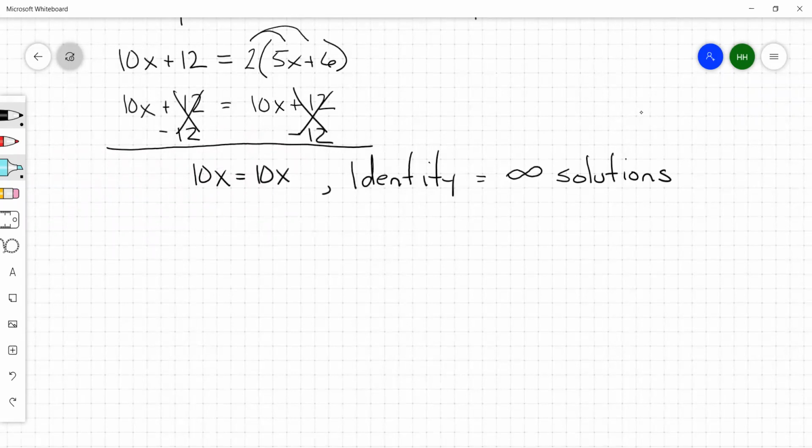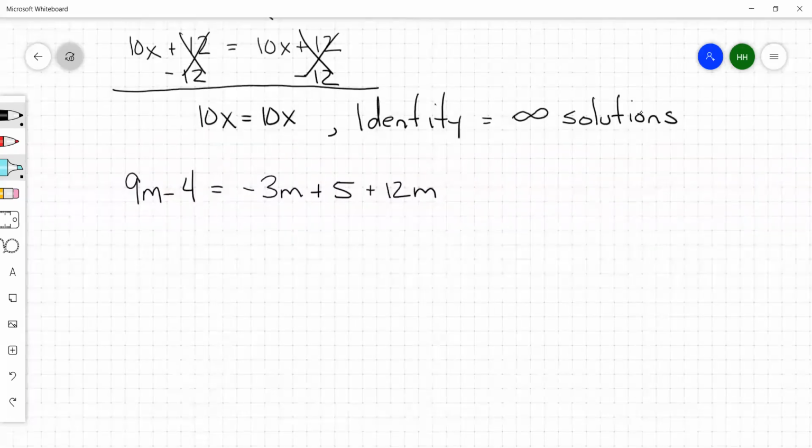And let me see if I can. All right, here we go. 9m minus 4 equal to negative 3m plus 5 plus 12m. So this left side is pretty much simplified. There's not much to do to it. There's no combining of like terms, and there's no distributive property. So I rewrite it.